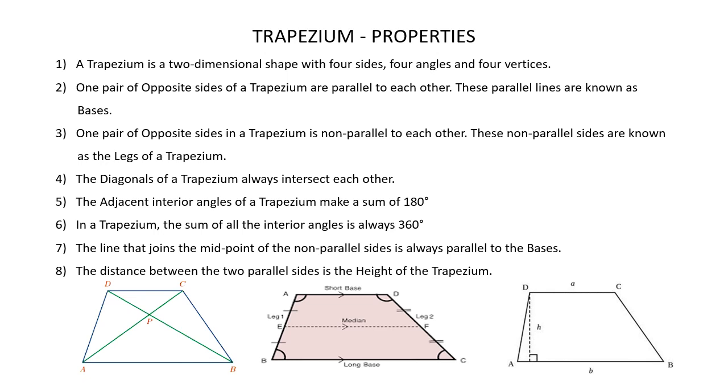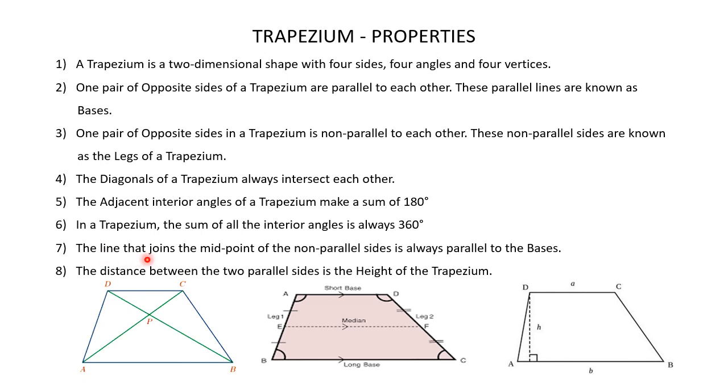Now, the sum of the adjacent interior angles of a trapezium is equal to 180 degrees, which means angle A plus angle B is equal to 180 degrees. Similarly, angle B plus angle C is 180 degrees. Angle C plus angle D is 180 degrees. Also, angle D plus angle A is equal to 180 degrees. In a trapezium, the sum of all the interior angles is always 360 degrees. This means angle A plus angle B plus angle C plus angle D is equal to 360 degrees.